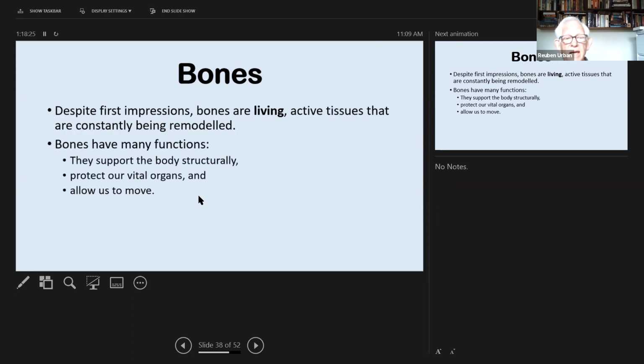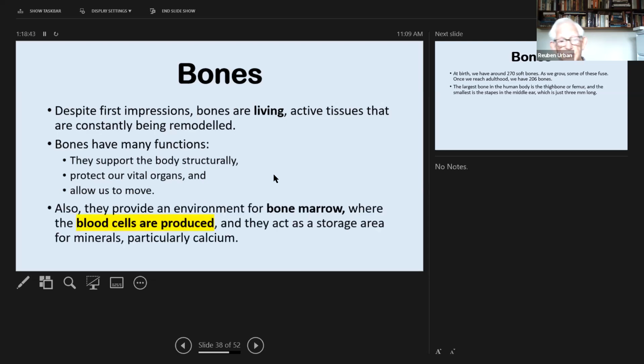And they have many functions. You've got support. They also protect the vital organs. Of course you've got the ribs protecting the lungs, and the pelvis protecting the reproductive organs, and movement, of course. They also provide the environment in the marrow to produce and store the blood cells. And there's also a large store of minerals, many minerals, but the most important one is calcium.